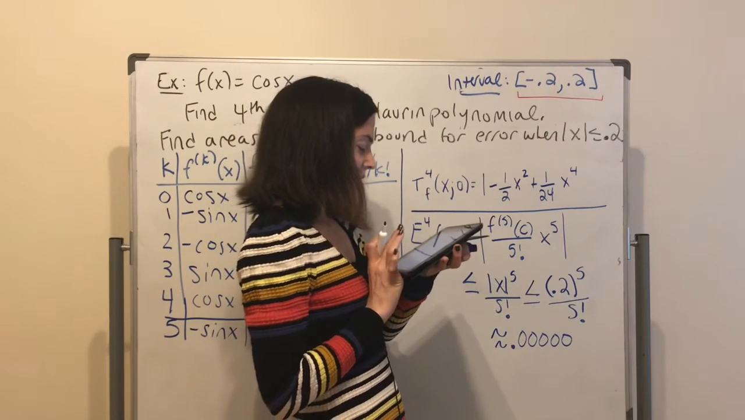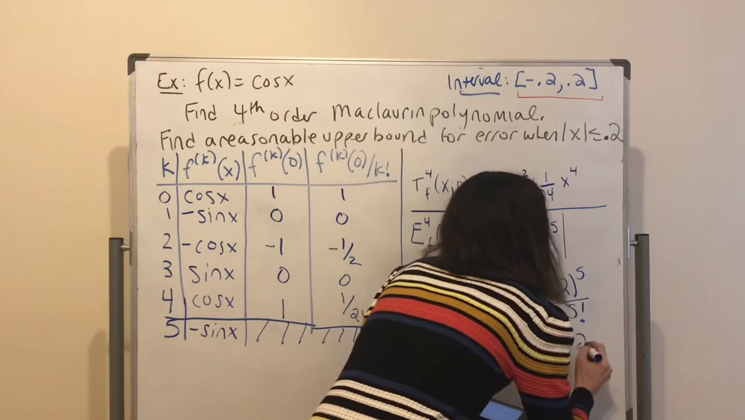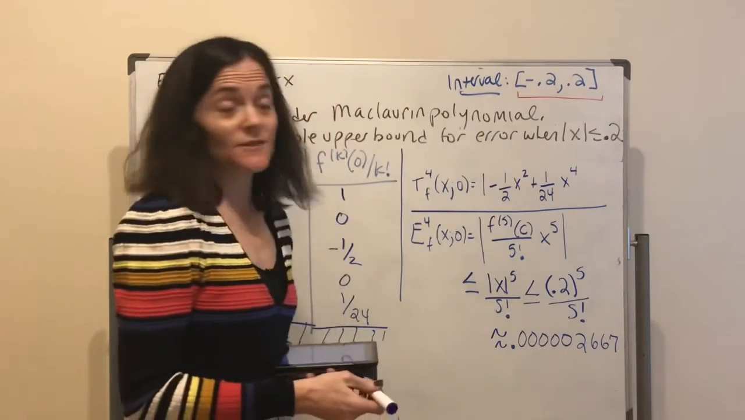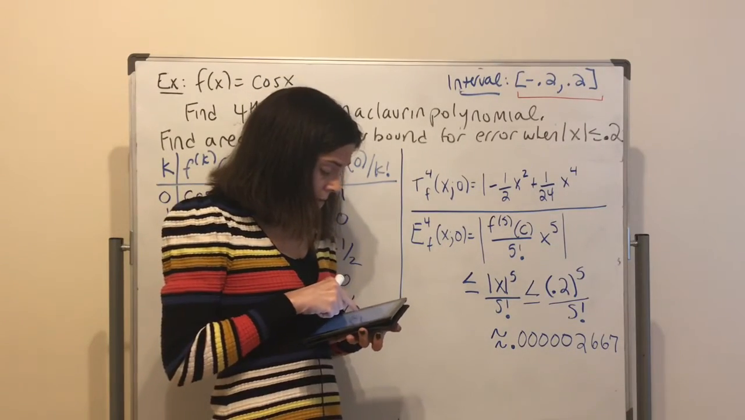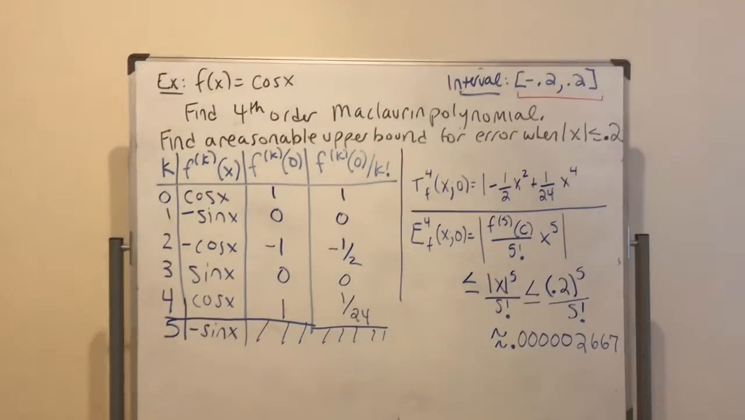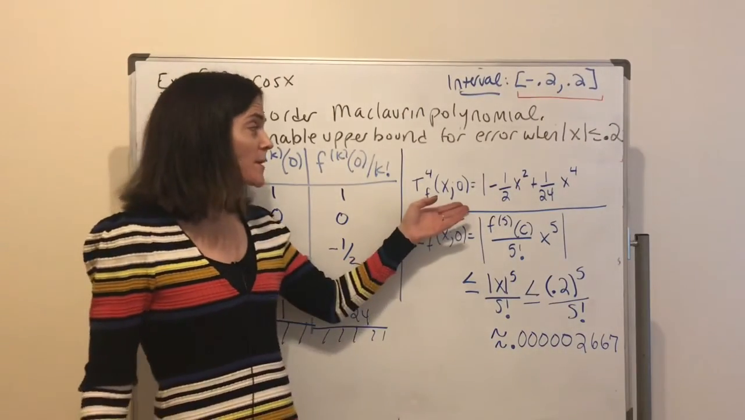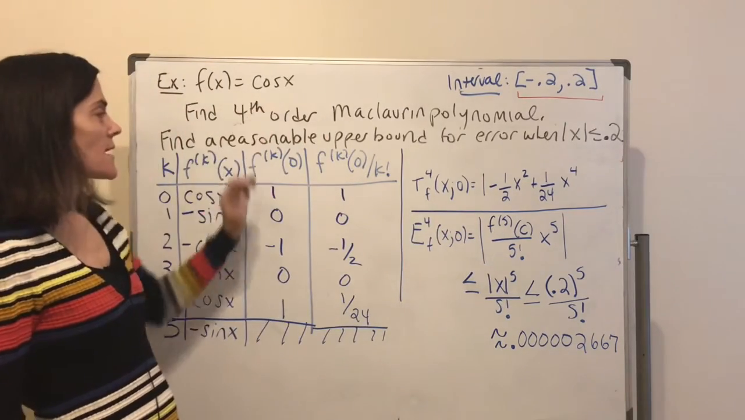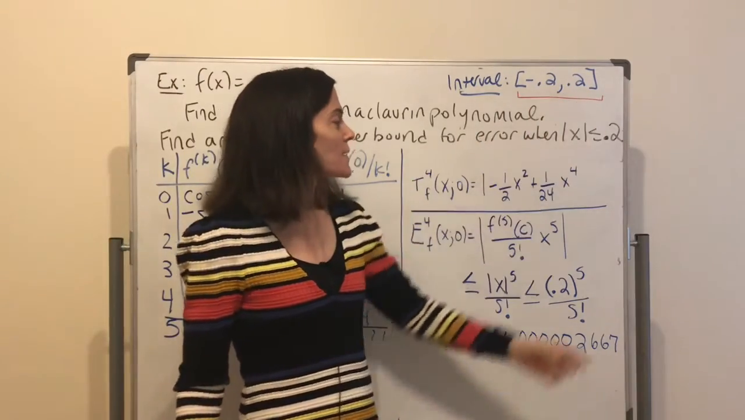And then it's 2, 6, 6, 7. Okay, well that's rounding to 4 decimal places past the leading zeros. So this is the upper bound on error anytime you use this polynomial. This is the 4th order polynomial to approximate the cosine on this interval, -0.2 to 0.2.